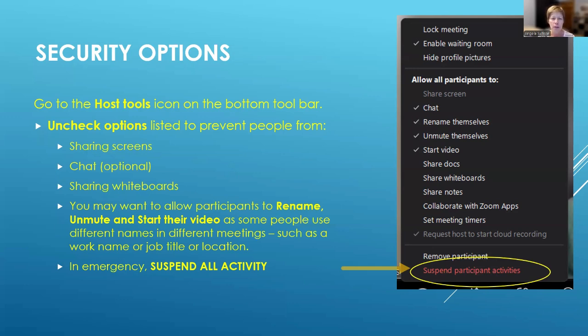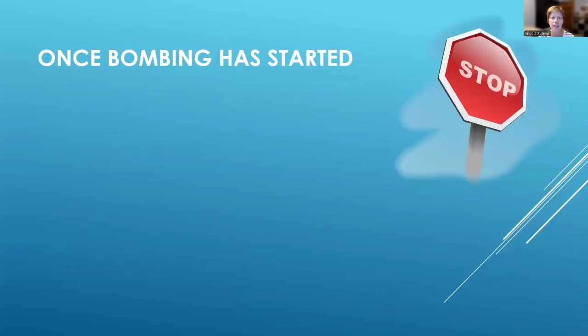The host tools on the bottom toolbar has many, many things that we've just talked about, so you could get to these in different ways. But the bottom one there is really important, because this is the one that you would click on if you had a Zoom bombing issue. You want to suspend participant activities.